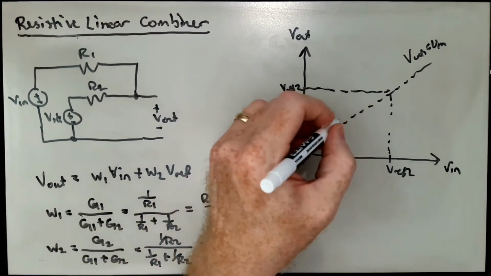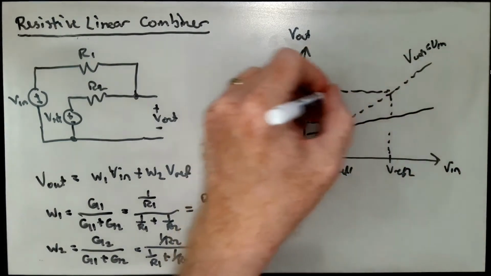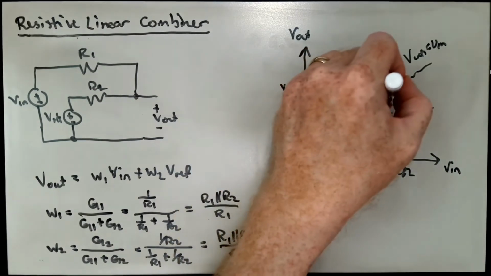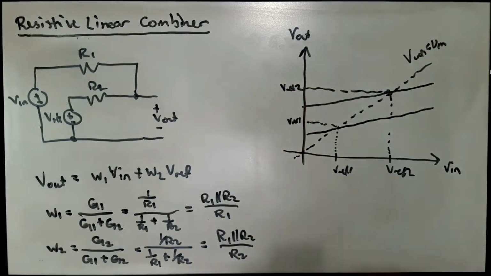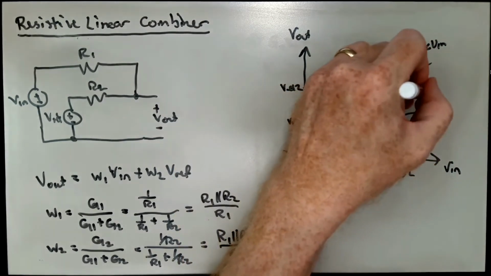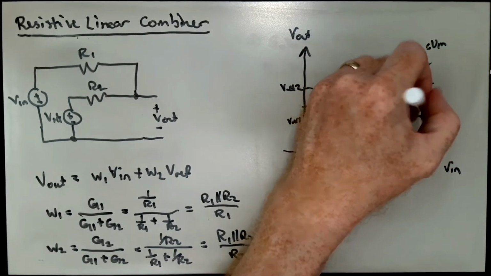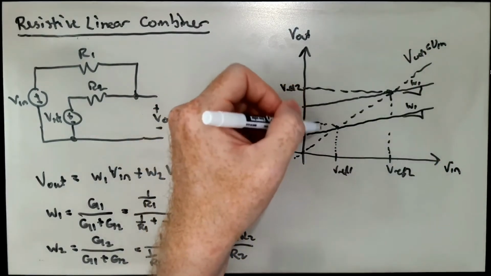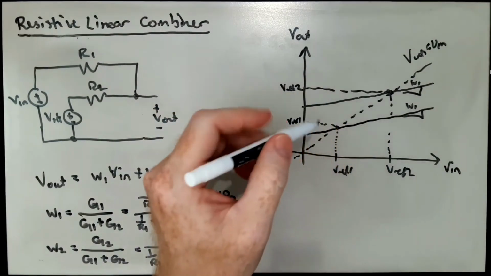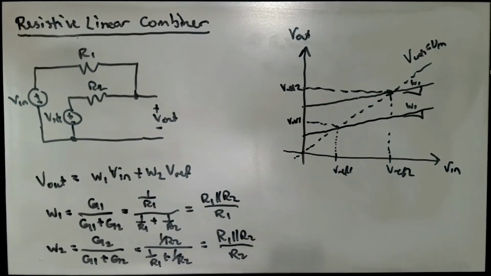And so the two voltage transfer curves here would have a slope of W1, and they would go through the identity line at Vref. And so for these two different values of Vref, we would have these two different voltage transfer curves and the slope of W1. So these lines would be parallel to each other, and they would just shift as Vref shifts. So that's the resistive linear combiner.